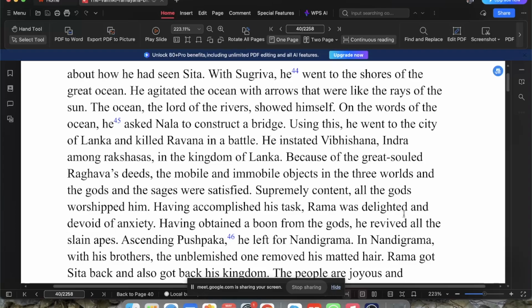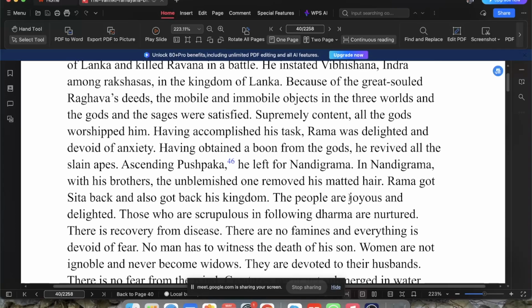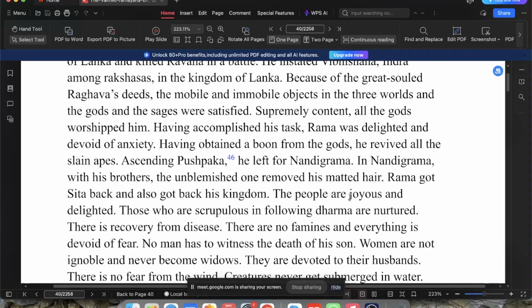Because of the great soul Raghava's deeds, the mobile and immobile objects in the 3 worlds and the gods and the sages were satisfied. Supremely content, all the gods worshipped him. Having accomplished his task, Rama was delighted and devoid of anxiety. Having obtained a boon from the gods, he revived all the slain apes. Ascending Pushpaka, he left for Nandigrama. Pushpaka Viman, that flying vehicle that he had, apparently belonged to Ravana.